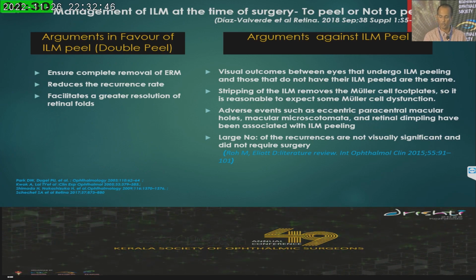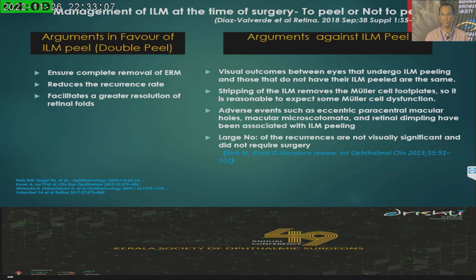And there can be other adverse events, sometimes such as eccentric paracentral macular hole formation, macular microscotoma, and retinal dimpling. These may not be very visually relevant, but in the presence of these, is the ILM peel going to give you some additional advantage as far as the vision is concerned?